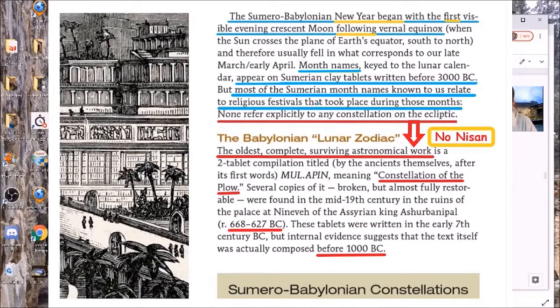Notice here, the Sumero-Babylonian New Year began with the first visible evening crescent moon following the vernal equinox. So they would never begin their years after 499, as I'll provide more information regarding the timing of that based on the clay tablets in part 4 of this video series. They would begin their years with the first crescent moon on or after the vernal equinox.